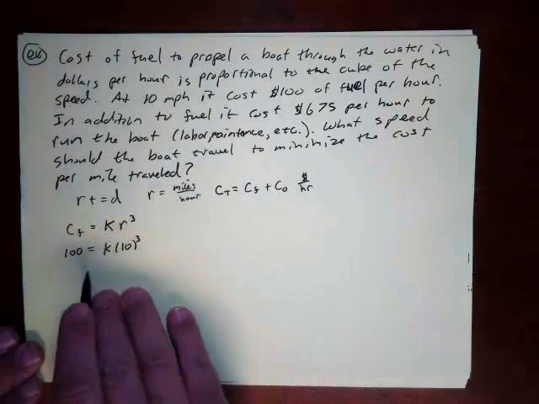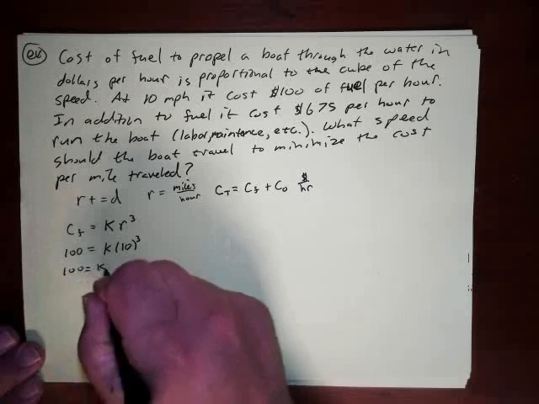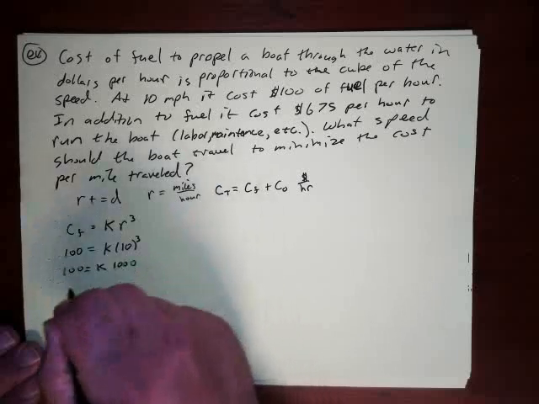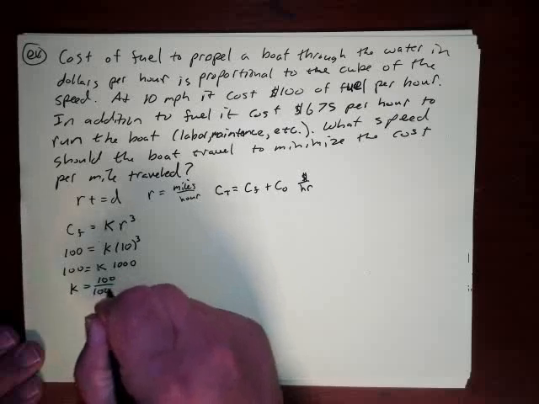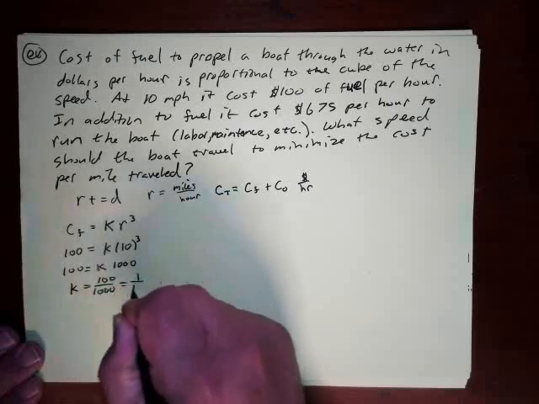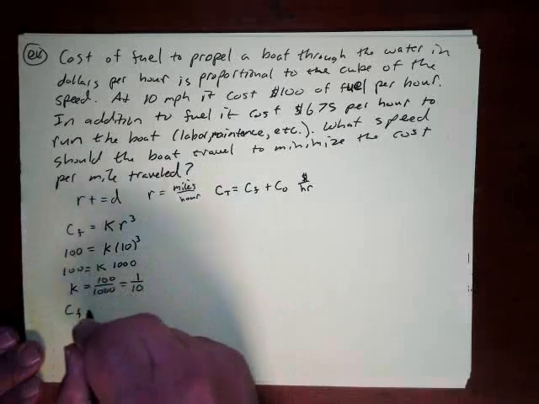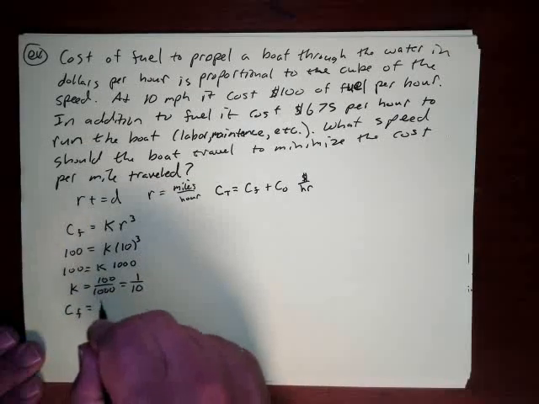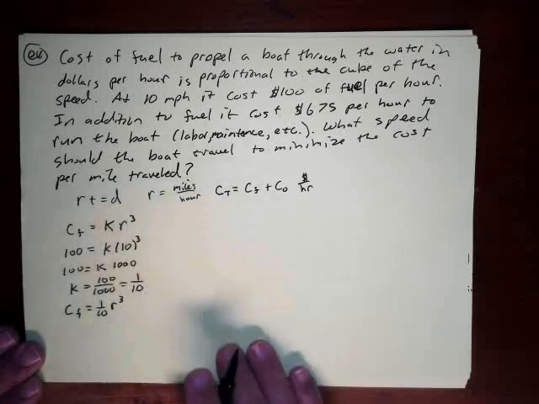So I can plug this in and I can actually solve for K, right? So 100 is equal to K times 1,000. So it looks like my K is equal to 100 over 1,000. So my K is just 1/10. So then I can rewrite this cost F is just equal to 1/10 R cubed.